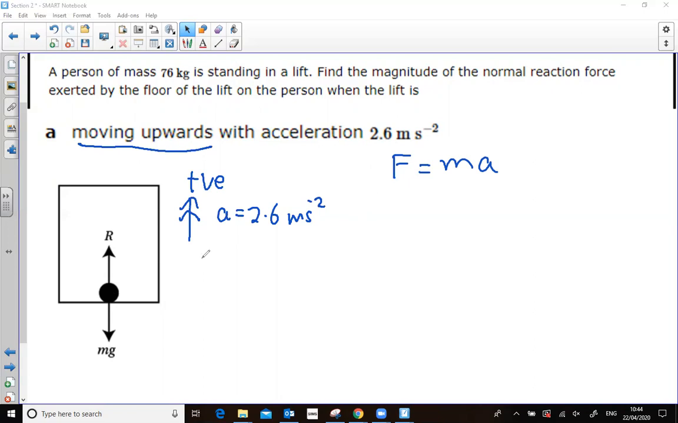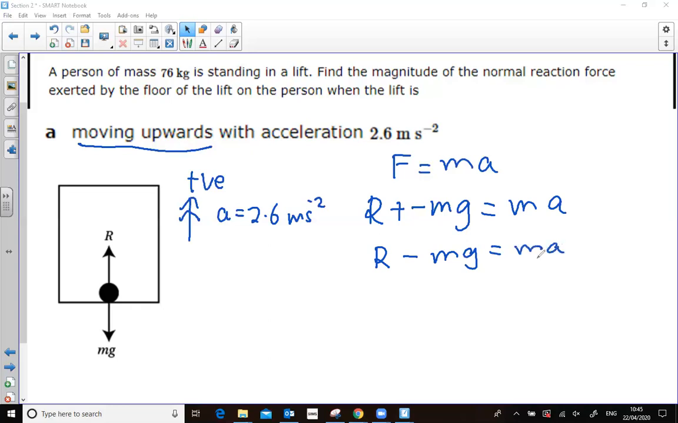So, as we said, the lift is going upwards, so the overall force, the resultant force, must be pointing upwards. So that means we will have the normal reaction force R plus, because the weight is acting downwards, which is opposite to our direction, negative mg. And that equals ma. Or we can put those two signs together and just say that R take away mg must equal ma.